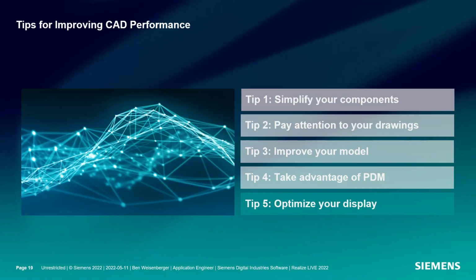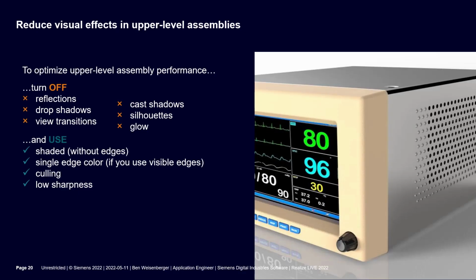Finally, let's take a look at how to optimize our display to make it easier to work with large assemblies. Visual effects can help convey an accurate look and feel and create a realistic look to communicate with partners, customers, and your shop floor. But in upper-level assemblies, where system performance becomes an issue, consider the trade-off between parts that look cool and faster modeling capabilities.